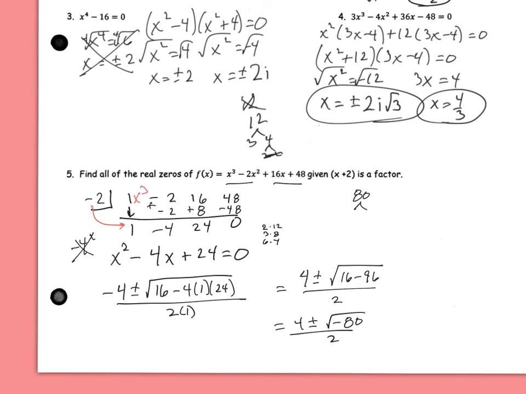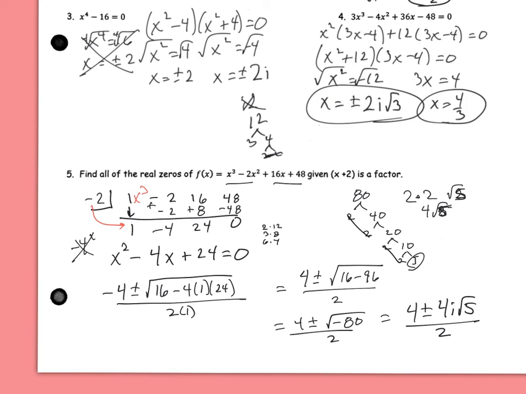So 80 breaks down. Let's just start with 2 times 40. And 40 is 2 times 20, 2 times 10, 2 times 5. We got a lot of 2's. Here's a pair that comes out. Another pair that comes out. This, no pair, stays home. So this is 4 radical 5. Oops, sorry. 4 radical, yeah, that's a 5. Why did I write down 2? Nobody knows. So it's really 4 radical 5. So now we're back down here. So 4 plus or minus 4i radical 5 over 2.